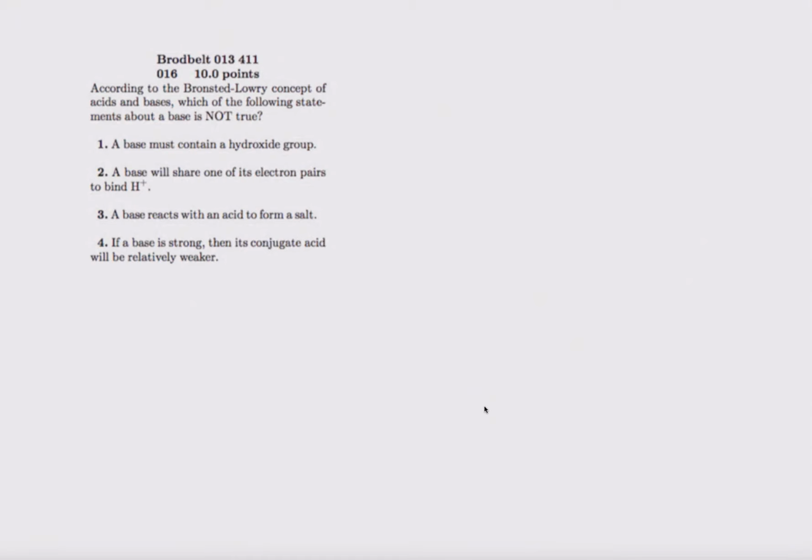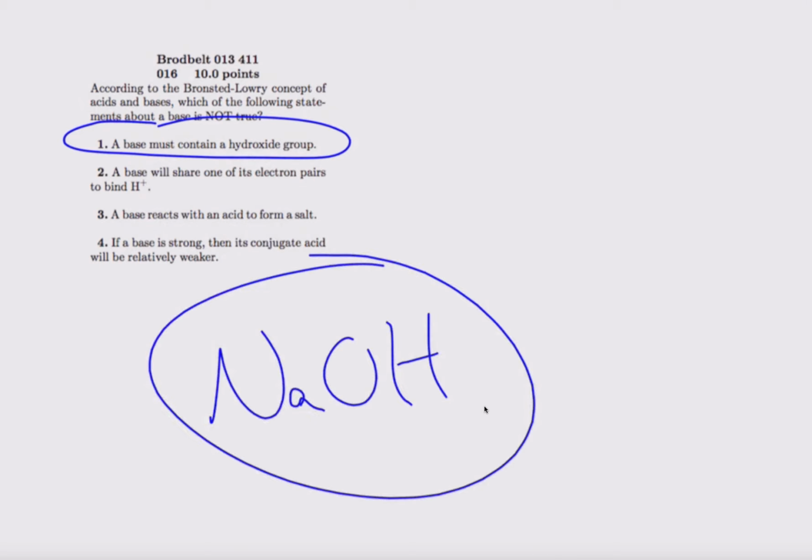Which of the following statements about a base is not true in the Bronsted-Lowry model? Well, the one that's not true here is that a base must be something that contains a hydroxide group. That's the Arrhenius model. The Bronsted-Lowry model is broader and includes some other things, but most of the time the OH group is a good indicator that you've got a base, but it's not always the case. The Bronsted-Lowry model does not require a base to have a hydroxide group.